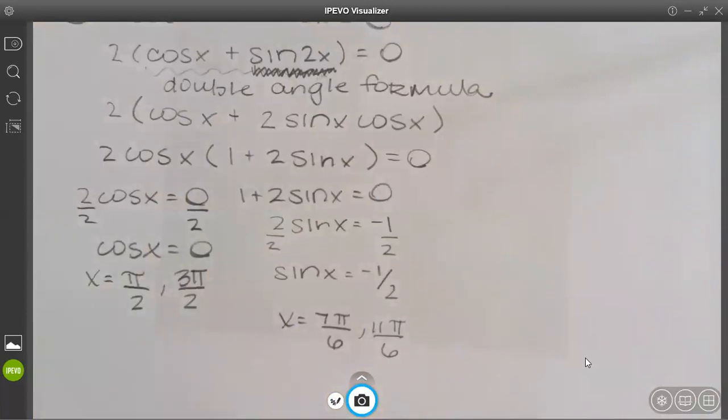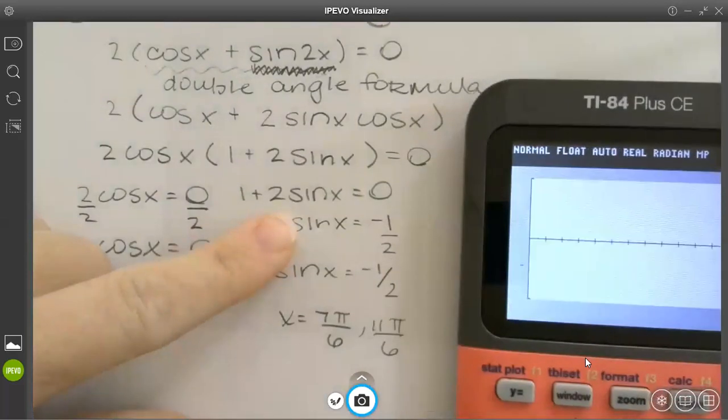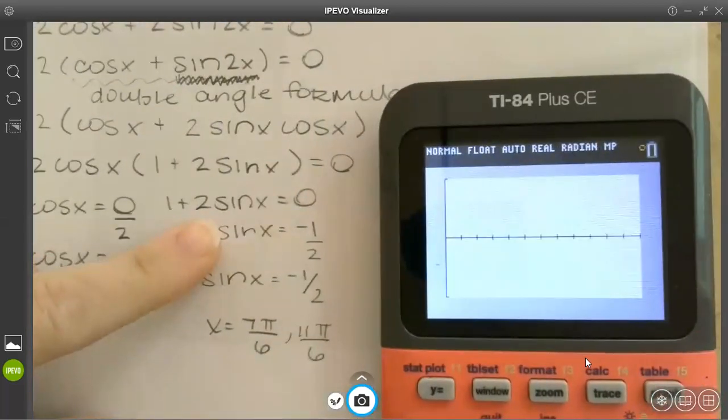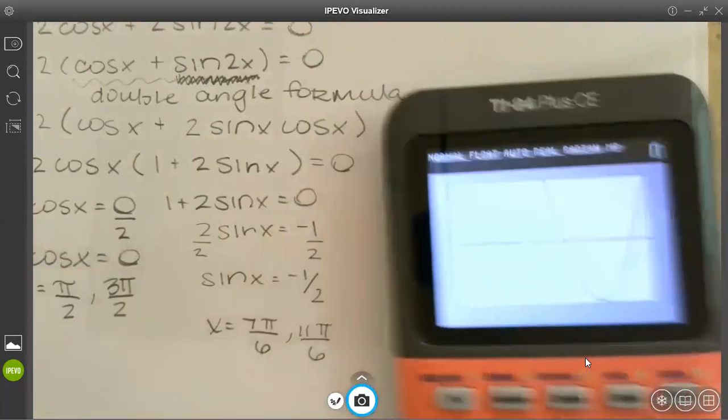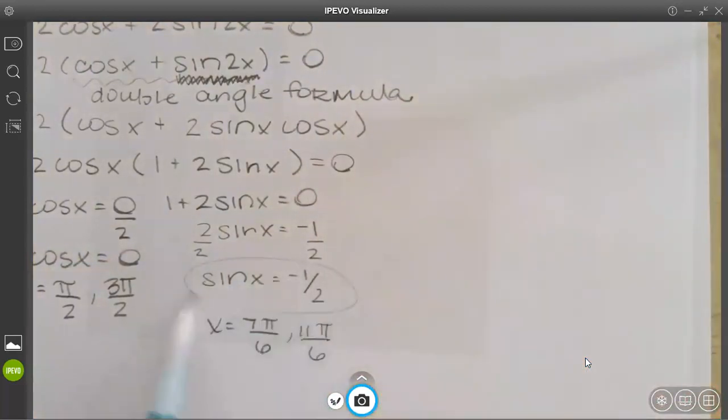Okay. Again, if you went back to 1 plus 2 sine x equals 0, that would be perfectly fine. There's your 7 pi over 6 and your 11 pi over 6. So you didn't have to get it all summed up or whatever. Okay. You can also use the unit circle on this. Wherever your y coordinate is -1/2 is where you have critical numbers.